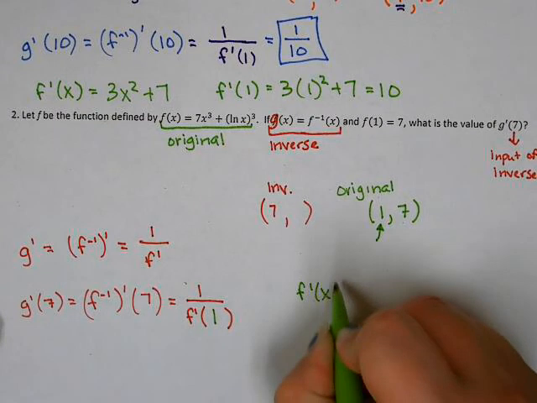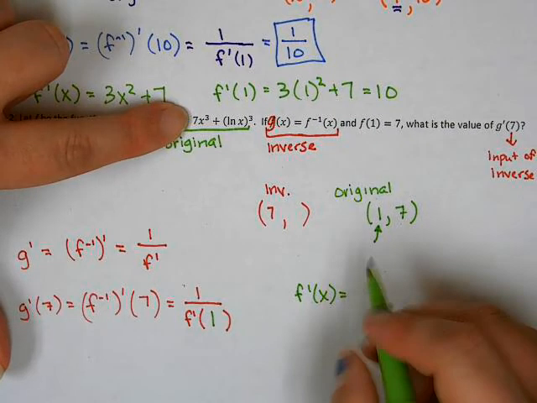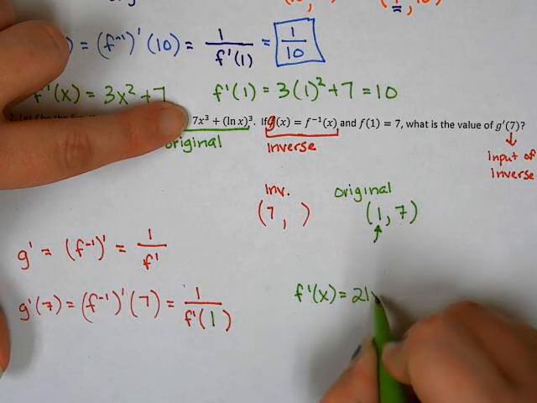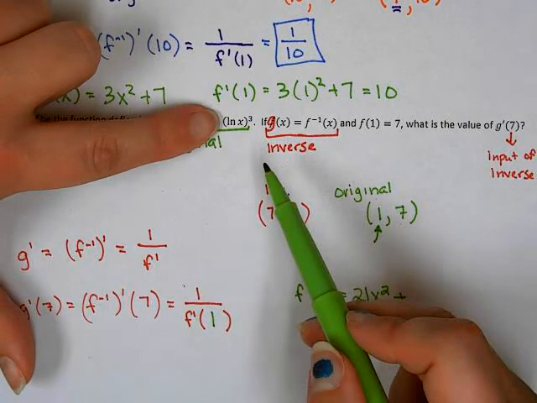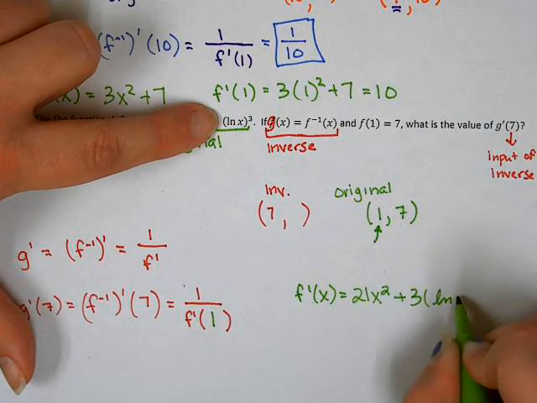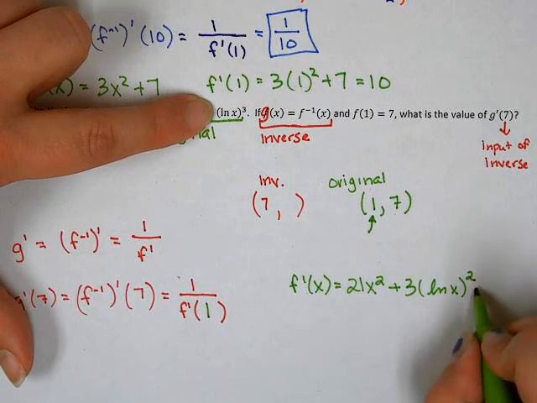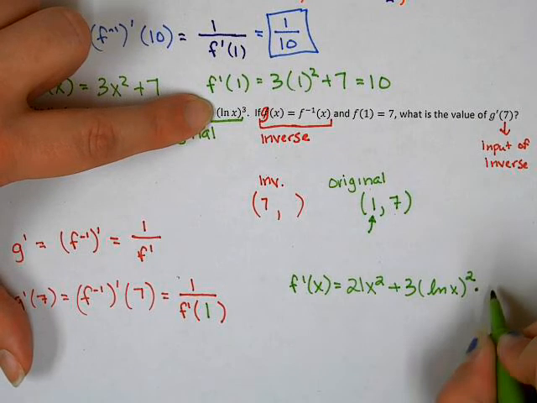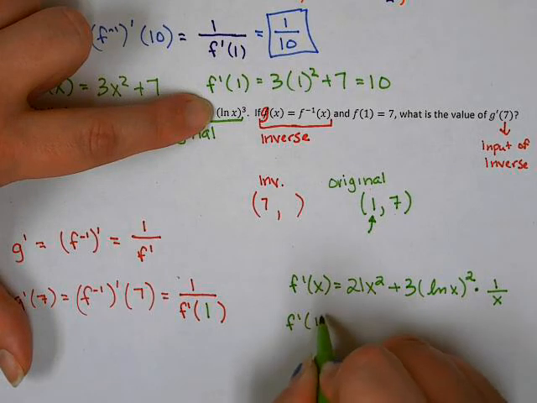So f prime of x is going to equal, we can drop the 3 and subtract 1, so 21x squared, plus we're going to need some chain rule here. Take the derivative of the outside, which would be 3 natural log of x squared, and then multiply by the derivative of the natural log of x, which is 1 over x. And we want to figure out what is f prime of 1.